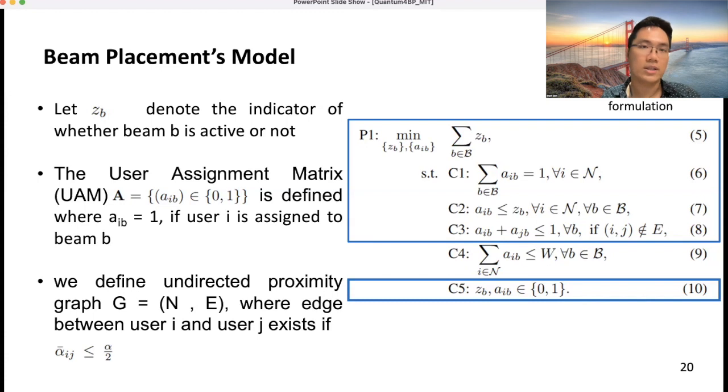Then we have some variables in my model. We denote z_b as an indicator of whether we activate beam b or not. We also have a user assignment matrix, a_ib, where a_ib is one if user i is assigned to beam b. So you can see here we have the optimization problem P1. The objective function and constraints C1, C2, C3, and C5 are actually the formulation of a clique cover problem. We only have one additional constraint, C4, for the maximum number of users that can be served by a beam.